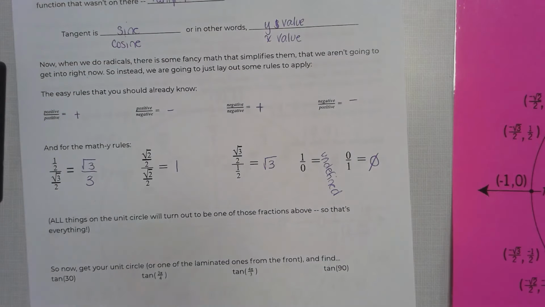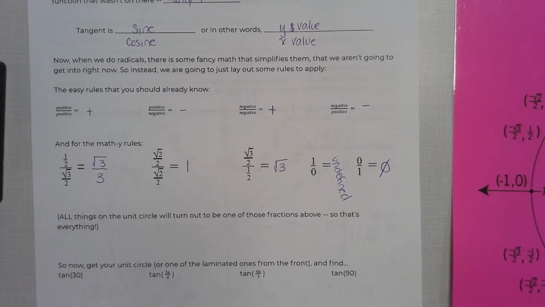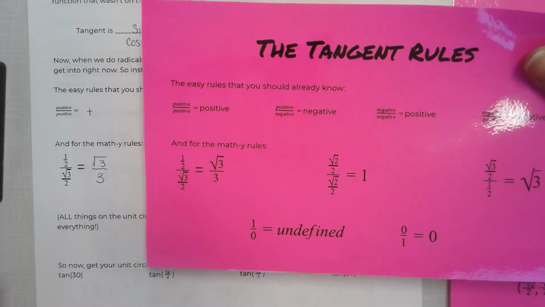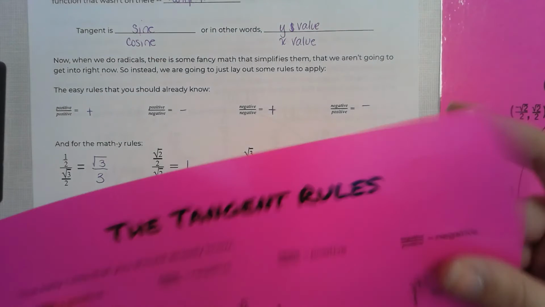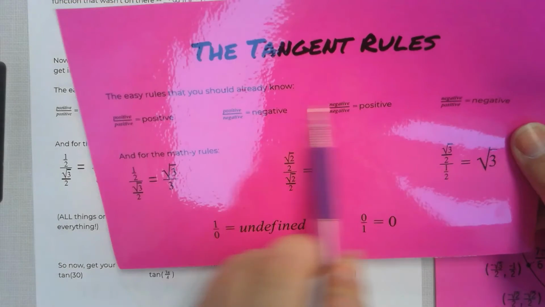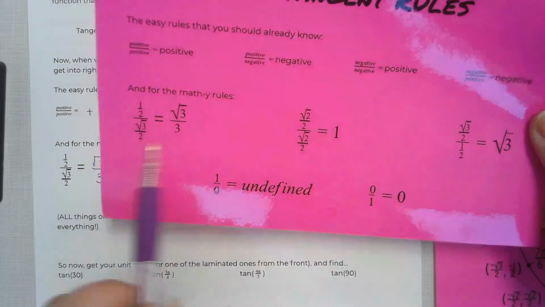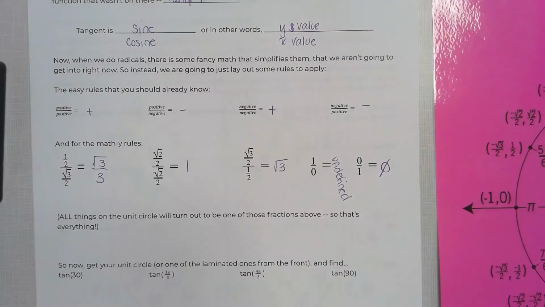All right, so everything on the unit circle, when you do the y value over the x value, turns out to be one of those fractions above. And what's more, up front, next to where the unit circles are, there is also a page that has the tangent rules on them, exactly what we just said, what your signs are, and also what everything reduces down to. All right, so you are always welcome to grab those as well.